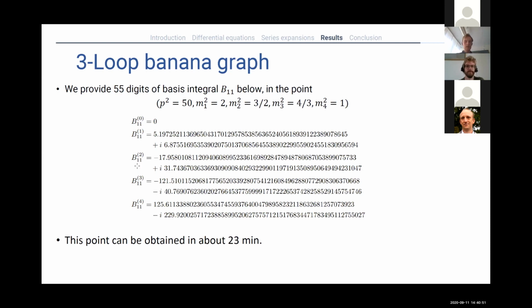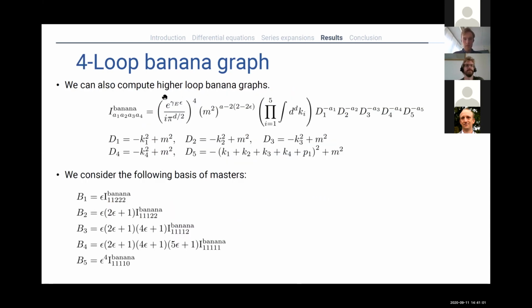And if you do this, then this point can be obtained in about 23 minutes. So probably it could be improved even further in the future, but that's what we have now. Then I also want to show the four-loop banana graph. There's an index missing here, but it's a four-loop banana graph with 5 propagators, and we picked the following basis.